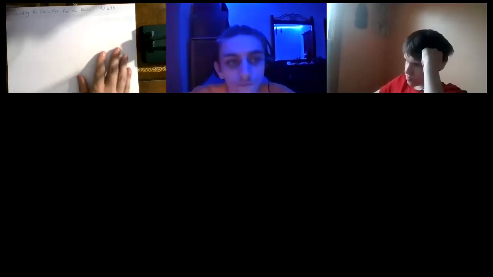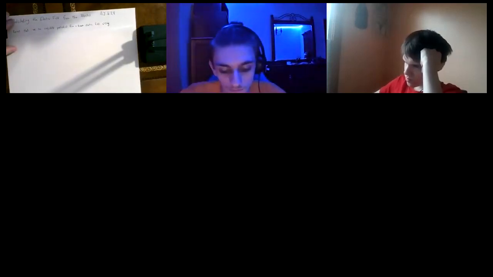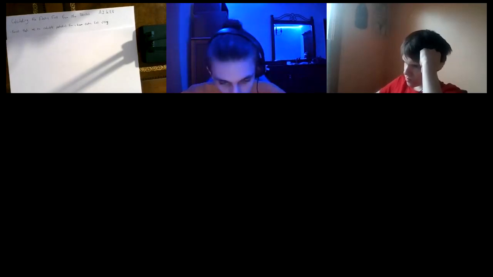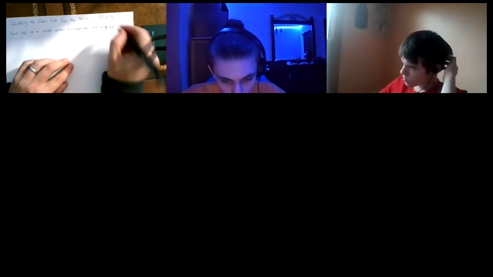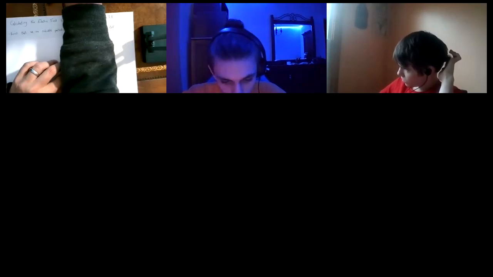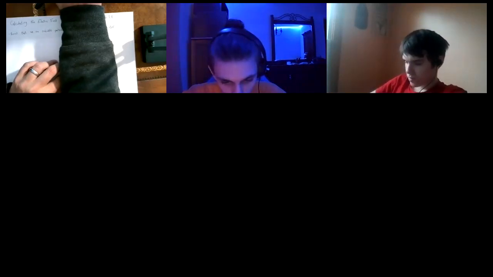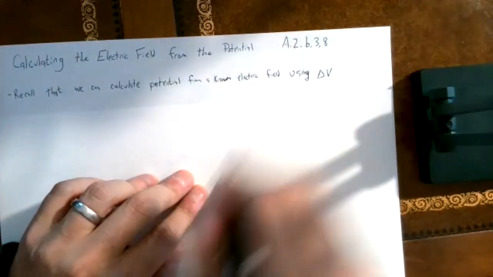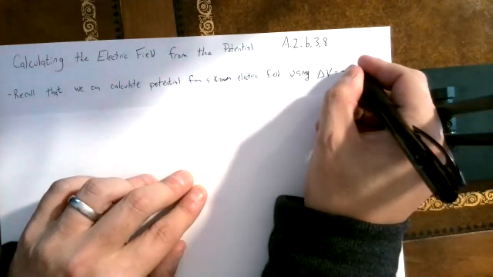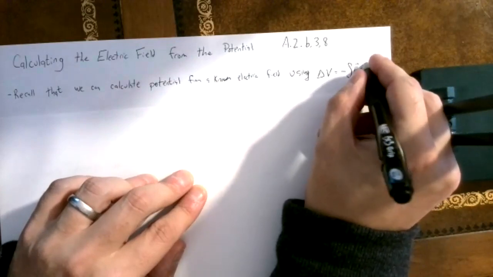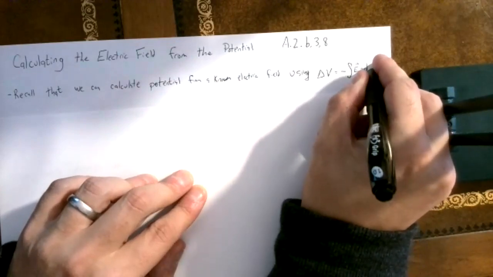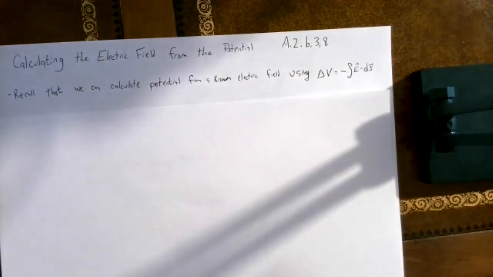All right. So here we go. We remember that if we know the electric field, we know how to get the potential. We had to integrate, right? We found that delta V is equal to the negative of the integral of the electric field dotted with the path ds or dr.